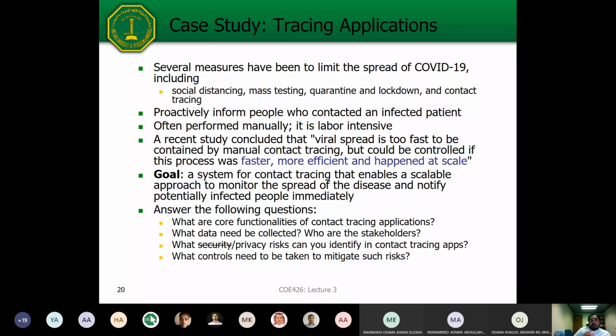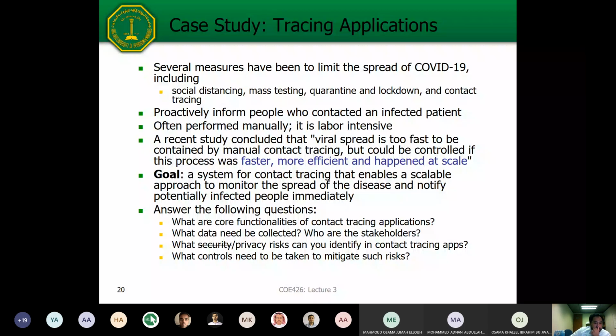Now we would like to break into groups, and I would like you to get together and discuss these concepts, or these 6 steps, on a real use case, which is the contact tracing application. So let me give you a brief introduction to contact tracing apps.